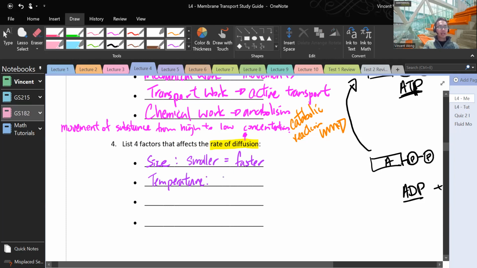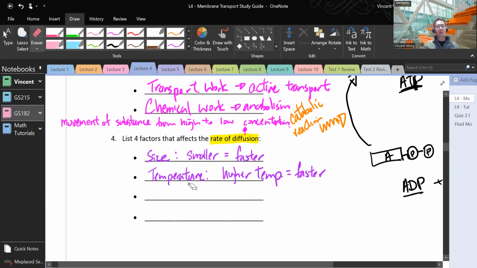So generally, higher temperature equals faster. Okay, so higher temperature means faster because the molecules are moving faster. They're more energetic. Another one is steepness. Okay, so the steepness of concentration gradient, right? Concentration gradient. Well, what does that mean?